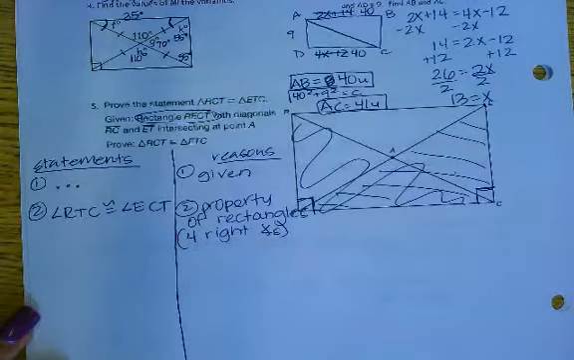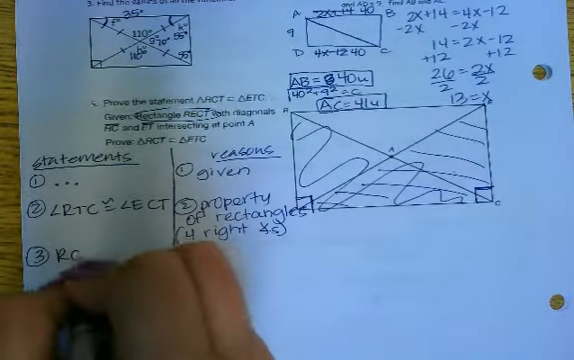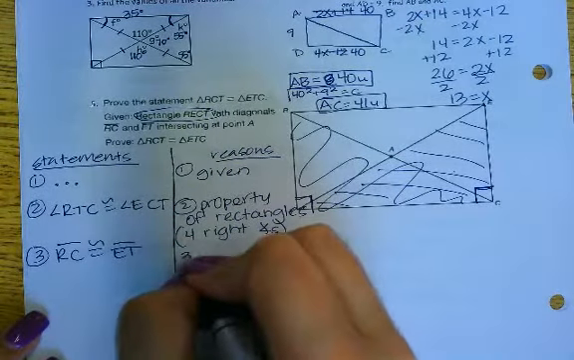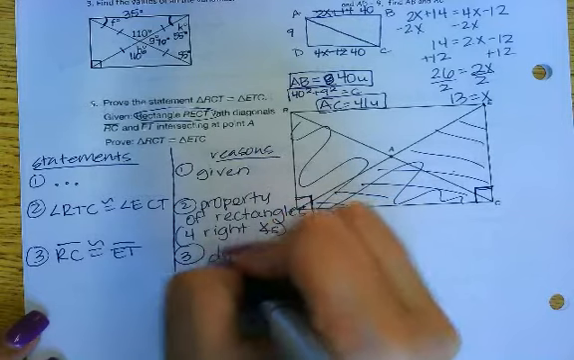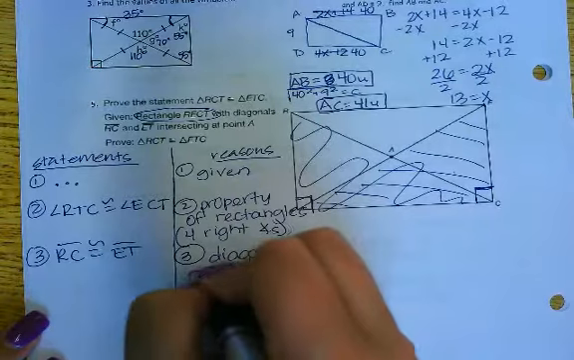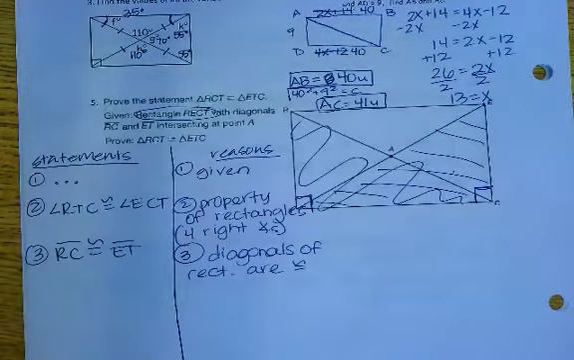RC is congruent to ET. Why is that? Very good. Diagonals of rectangles are congruent. Make sure you explain what property it is. That's why I said 4 right angles. That way I at least know that you know what you're talking about. Because it's really easy to say property of rectangles, but maybe not even know the property.